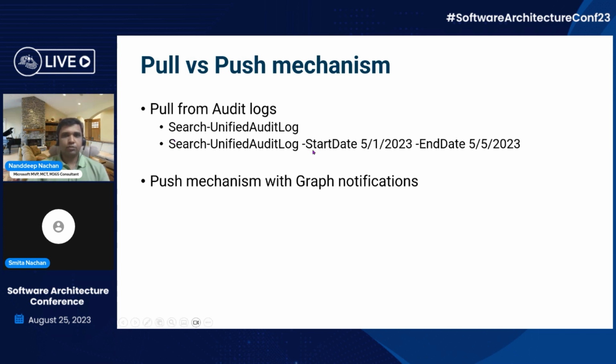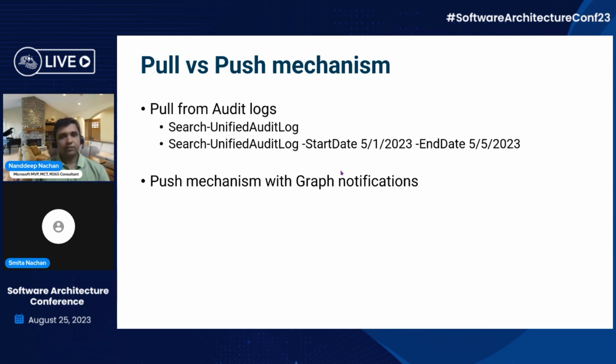And again, you can also specify a date range, if you know that the event has happened during this time or this date range. You can go ahead, specify that date range, and then you will be able to get the information about what audit logs have occurred. Okay, so this is one way: you go ahead and pull the information from the system at a regular interval so that you will be able to see what events had happened, and then you can take action on it.